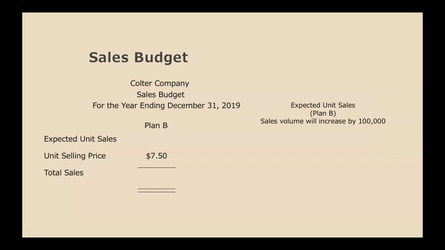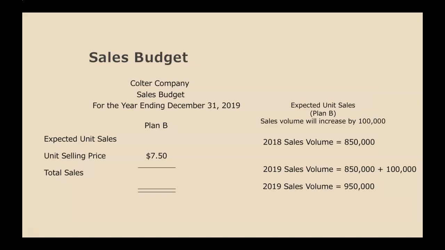Plan B, we have our unit selling price already. We need to find the expected unit sales, right? We already know 2018's sales volume was 850,000. By decreasing our unit selling price, we think that that could increase our sales volume. So, 2019 sales volume, we're expecting it to be 950,000. So we plug that in, and we multiply out, and we can see that our total sales under this Plan B would be over $7 million.